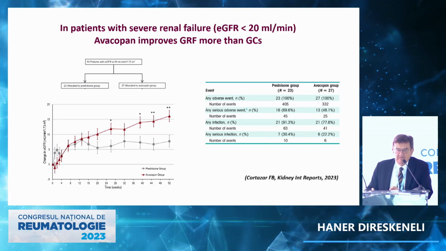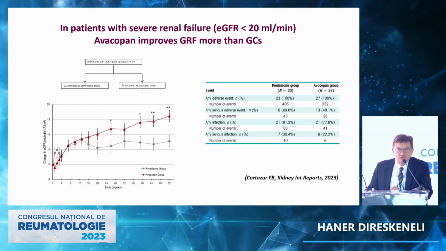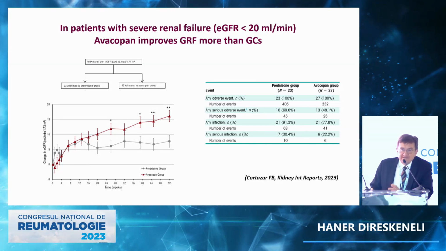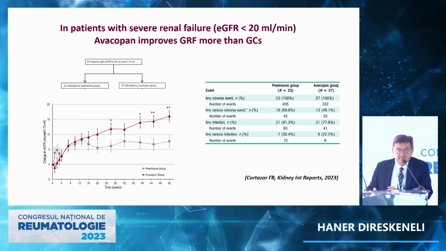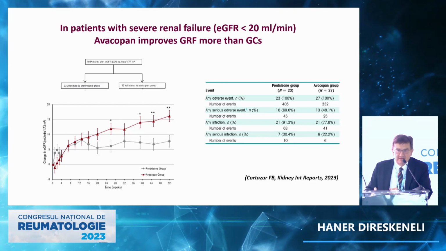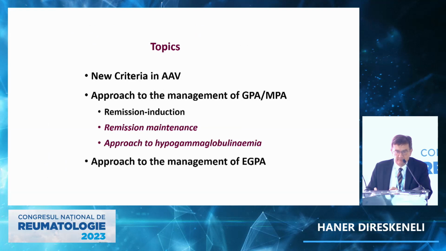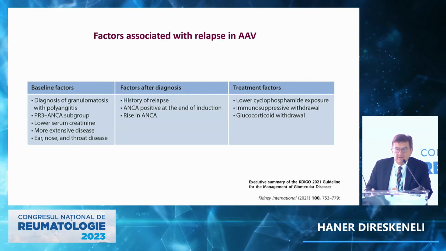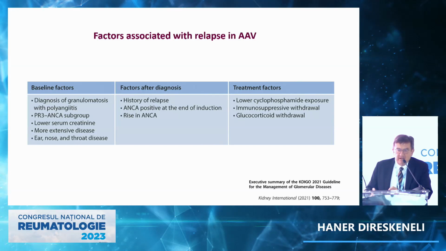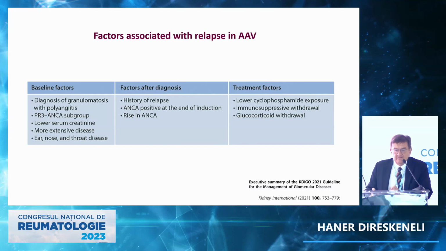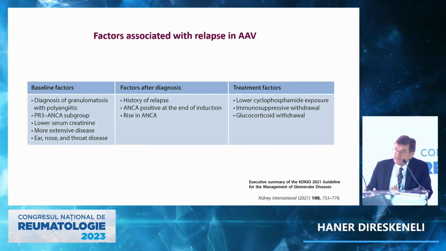So avacopan is a new option that we can use to decrease the glucocorticoid dose. Whether it can replace rituximab or glucocorticoids as the first-line agent is still not clear because the study is not designed for this. Now, remission and maintenance. The factors associated with relapse in ANCA-associated vasculitis can be divided into baseline factors after diagnosis and treatment factors.